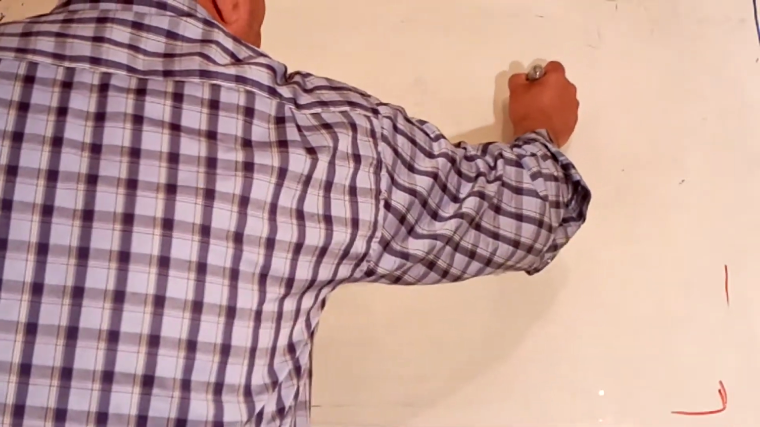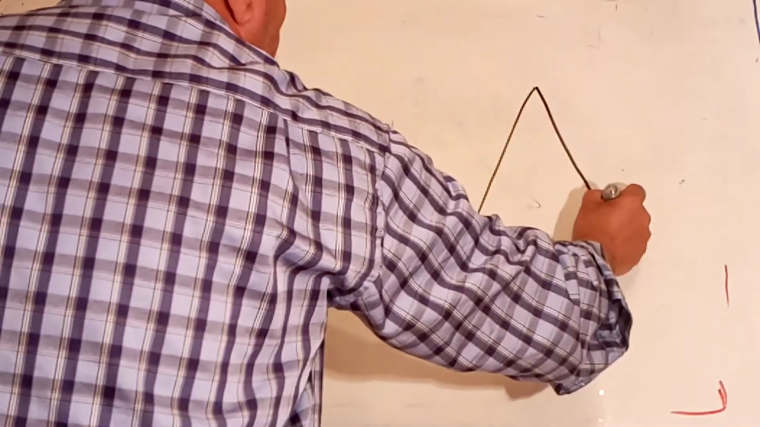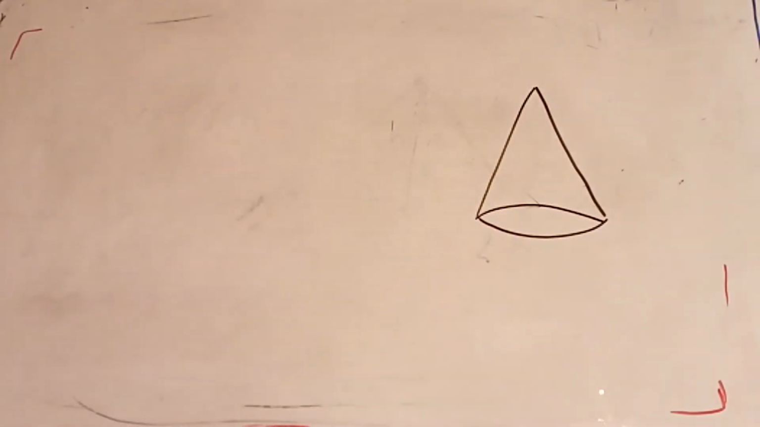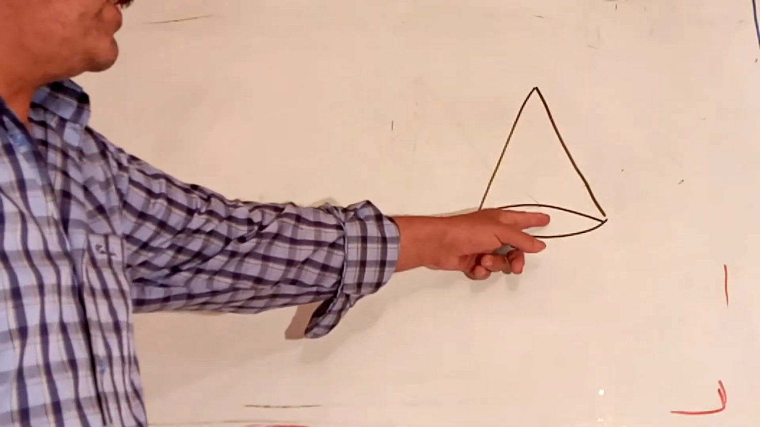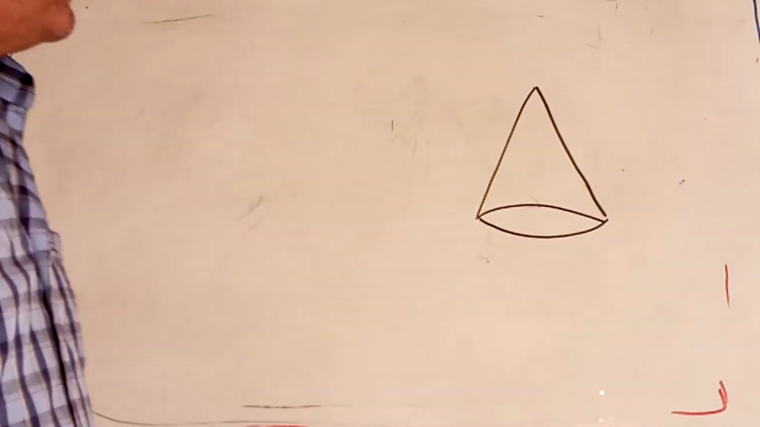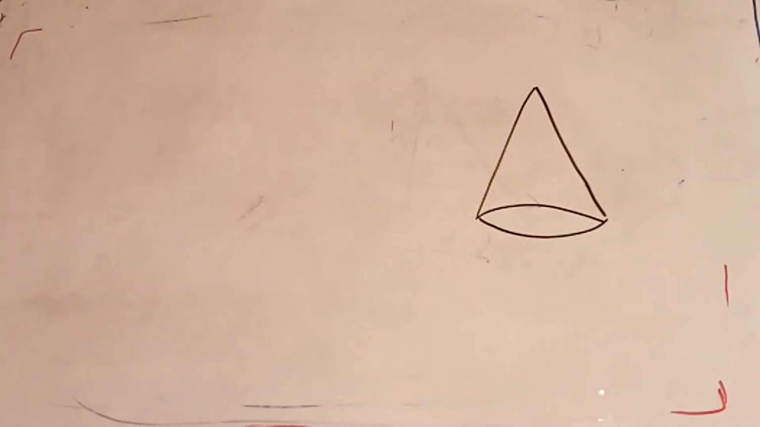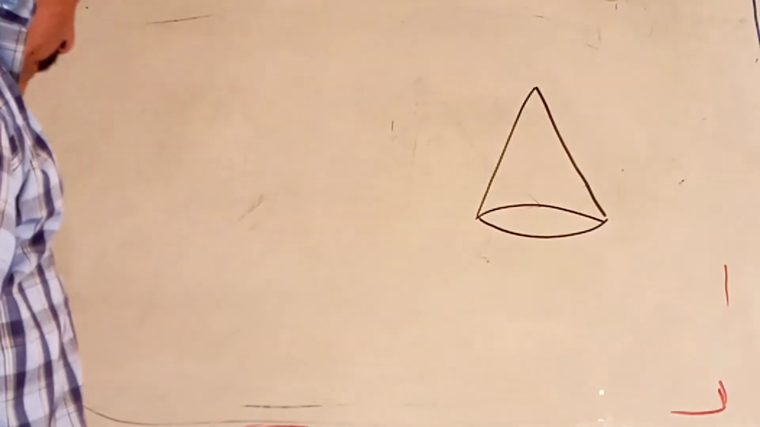We will go to the volume and surface area of a cone. A cone looks like this. This is the cone. The base is a circle, which is very common with us, the ice cream cone. When you buy the ice cream cone, it has a circular base and almost triangular sides. Let's talk about it.